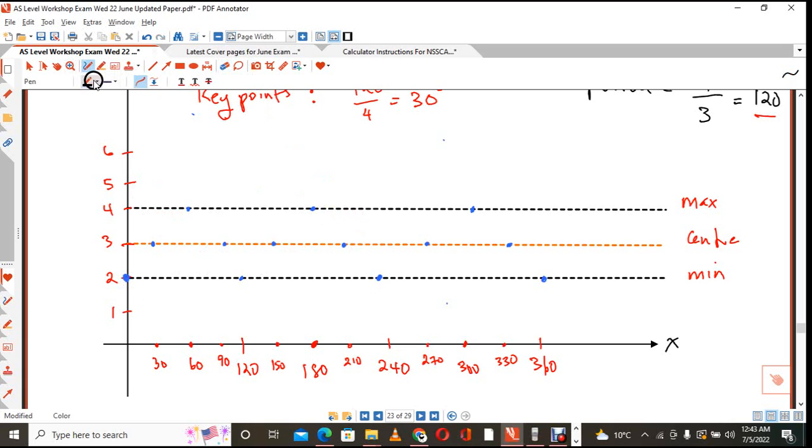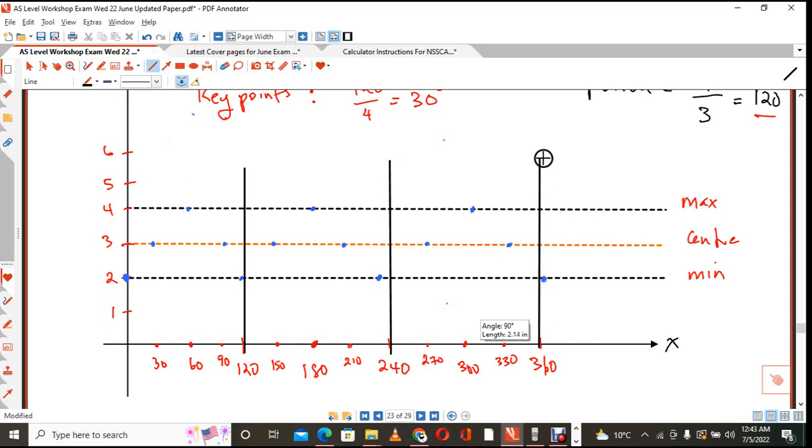Sometimes what I like to do, I also like to make vertical lines so that it's a little bit easier for me. So I'm just going to do vertical lines. Maybe here, 120, 240, and 360. So I know now it has to be amongst there. Go all the way up, comes down, all the way up, comes down, all the way up, comes down. All right, something like that.